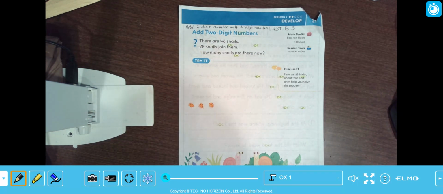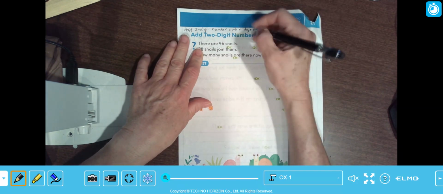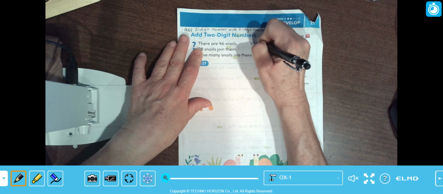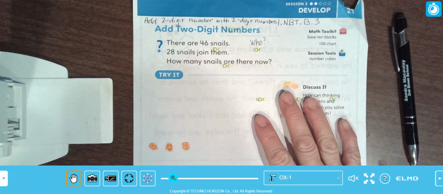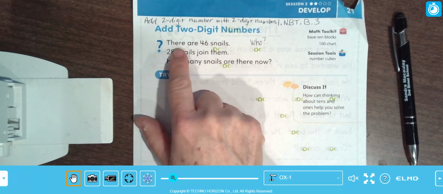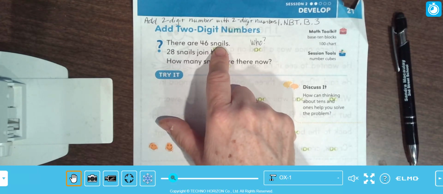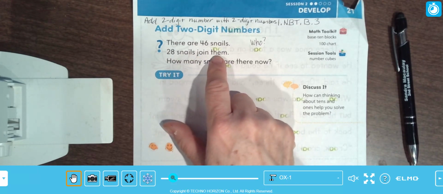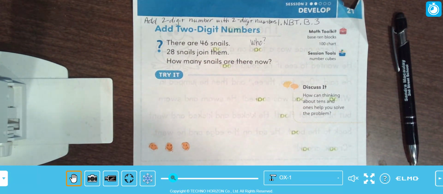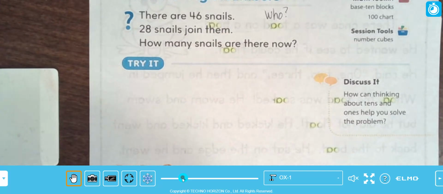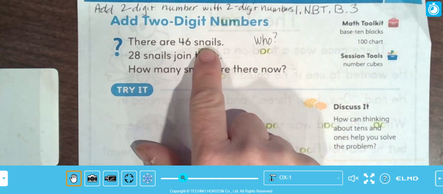Okay, we're going to read this problem 3 times, and the first time we're going to look for who the story is about. I'm going to make it bigger so you can see the words better. There are 46 snails. 28 snails joined them. How many snails are there now? So who is this story about? Yeah, it's about the snails, right? It's about these snails.